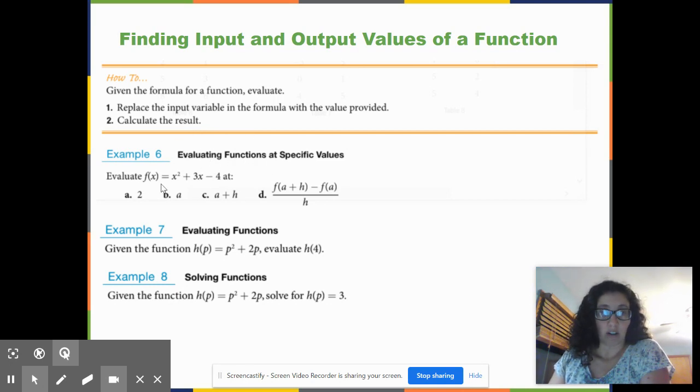Evaluate this function, f of x equals x squared plus 3x minus 4. Hopefully this kind of function looks familiar. You're already thinking, that looks like it's going to be a parabola if we graphed it. But we're getting ahead of ourselves.